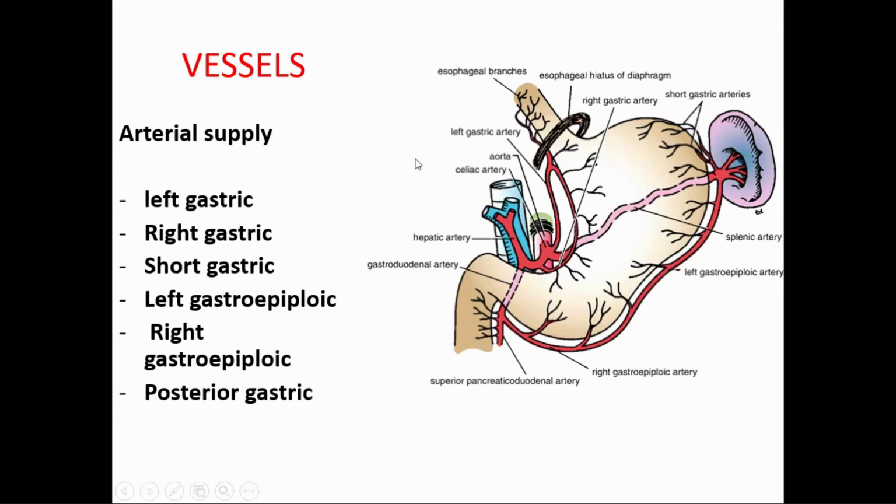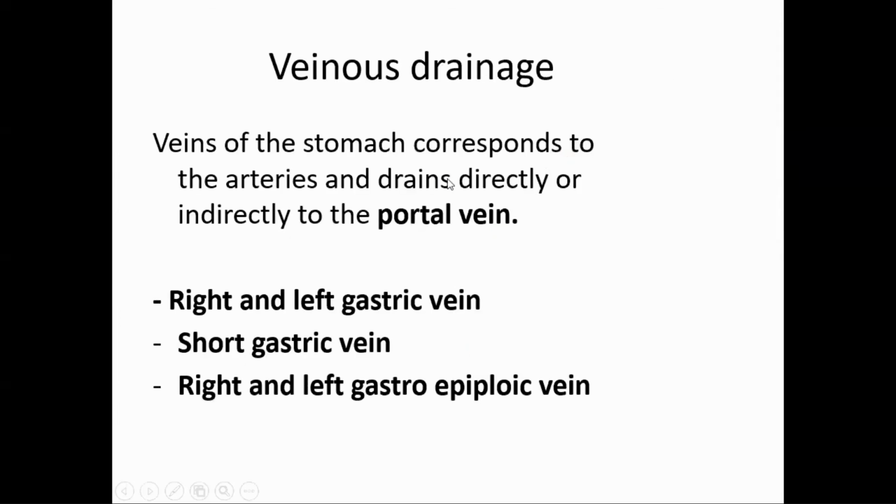Celiac trunk. Now the venous drainage, it corresponds with the arteries. They are the right and the left gastric vein, short gastric vein, right and the left gastroepiploic vein. Veins also correspond to the arteries. And finally, they drain into the portal vein. See, all these veins, directly or indirectly, drain into the portal vein.